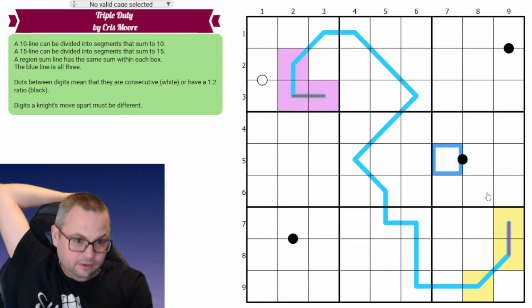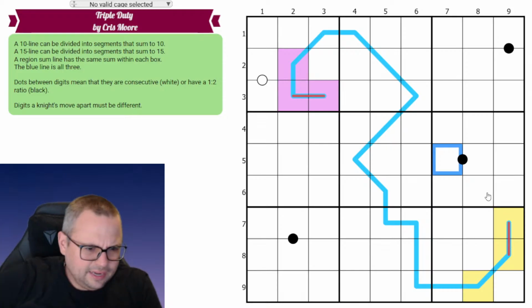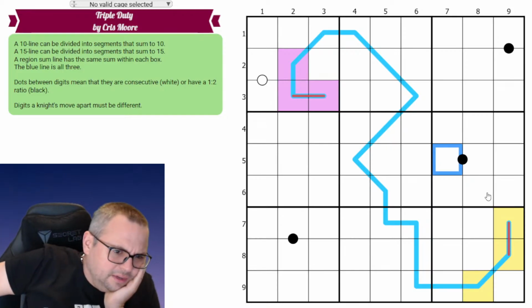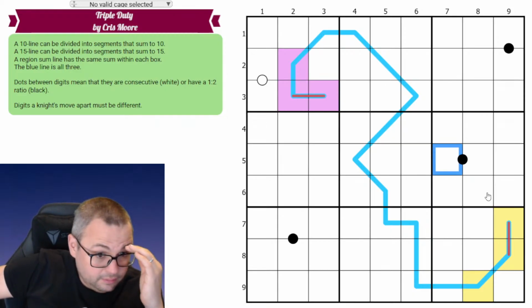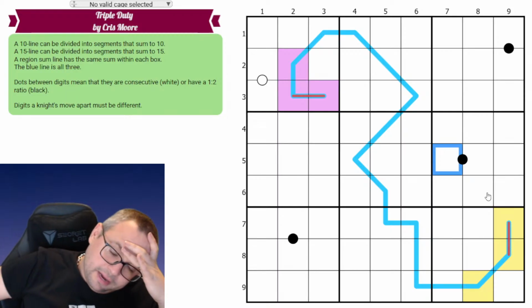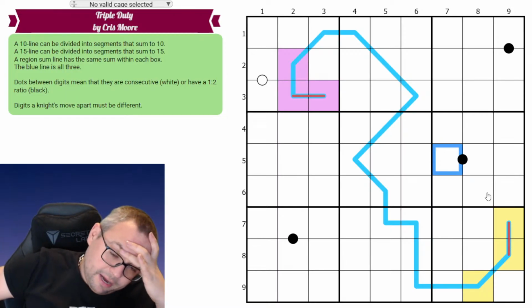Oh, sorry, not 20. Sorry, 30. Wait, 30? 30 is not possible, right? 30 seems plainly impossible, right? Yeah, 30 is not possible. So we have done the math wrong somehow. Does it not really pass through 5 boxes? No, it looks like it really passes through 5 boxes.